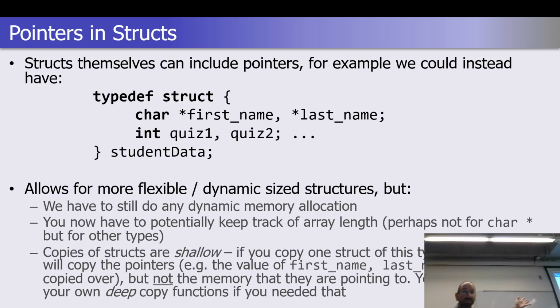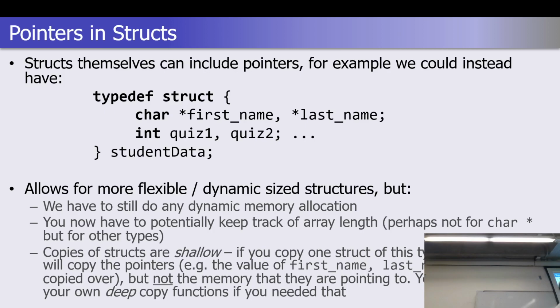Sometimes that's what you want. A lot of the time, it's not what you want when you copy one structure to another, because if I want to go from student 1 to student 2, I may in fact want to have a copy of the name and not just point to the same location in memory where that name is found. It depends on what your application needs to do, but if you would like to make sure that the actual memory being pointed to by first name and last name is itself copied over to a new variable of that same structure type, you as the programmer are responsible for doing that.